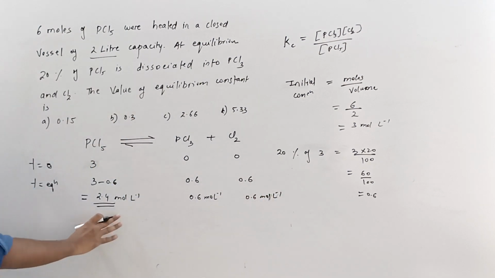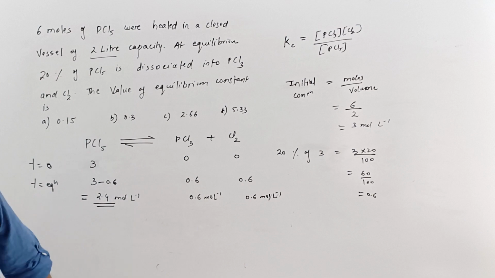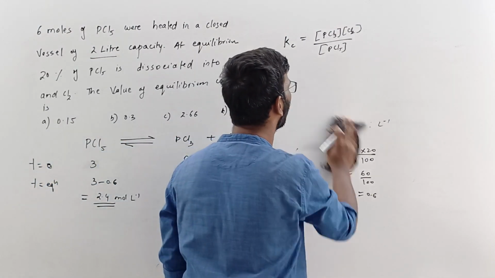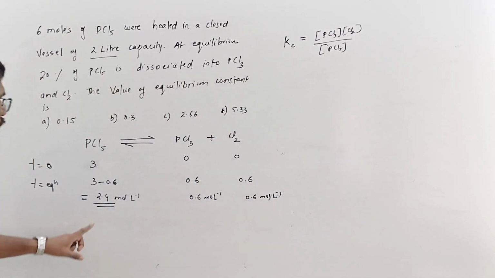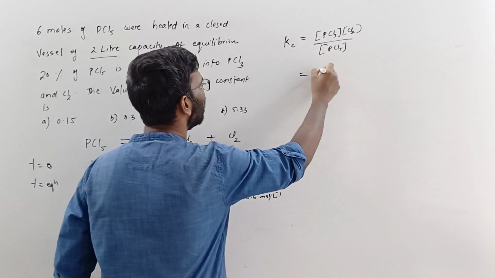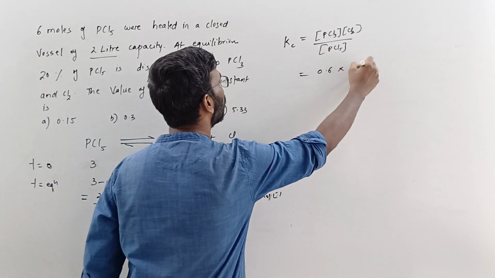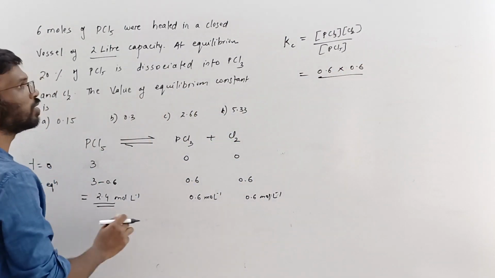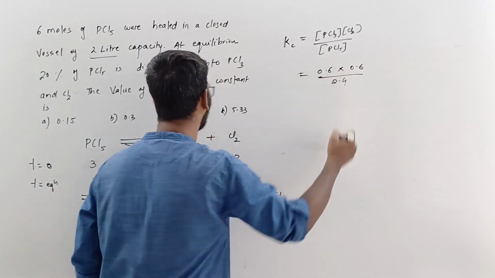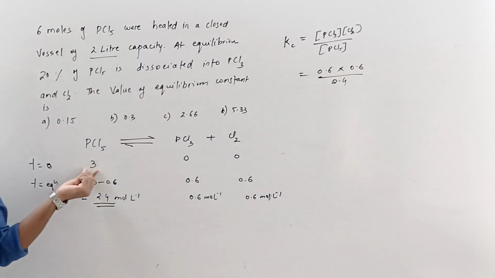Right? So now we need to find the equilibrium constant. We'll substitute all these concentrations over here. What is the concentration of PCl3? It is 0.6. This is 0.6. What is the concentration of PCl5 at equilibrium? 2.4, because all the 3 is not getting consumed.